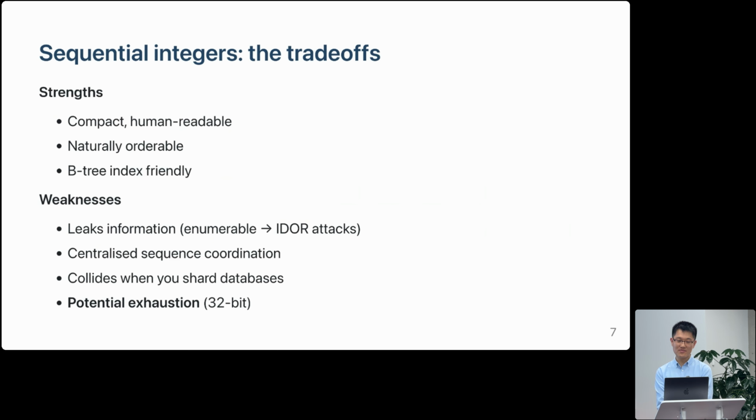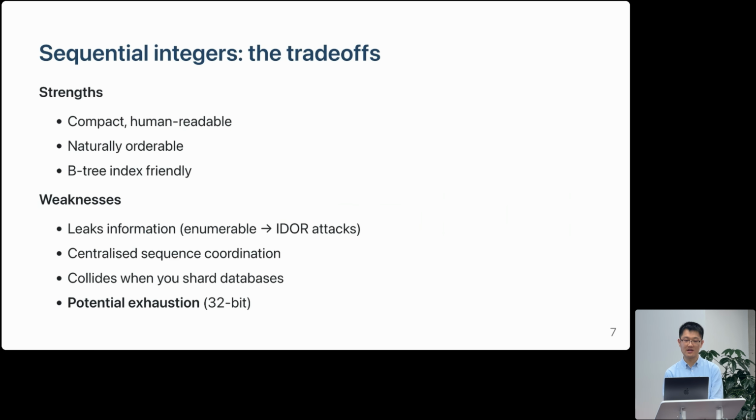So yeah, integers are pretty good. They make sense. We humans can read them and understand them. We can order them. They're naturally orderable. So the next subsequent number is always larger than the previous one, and they are really great for databases, particularly the B-tree index, which I'll go into a bit more detail later.